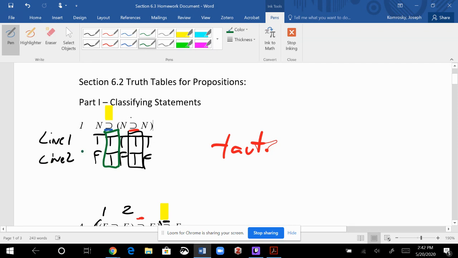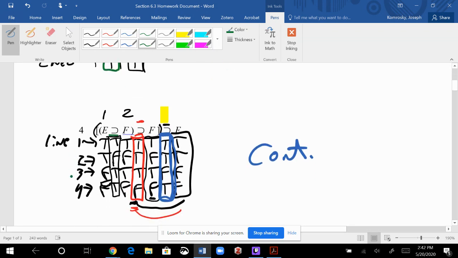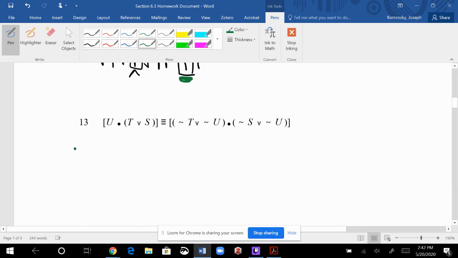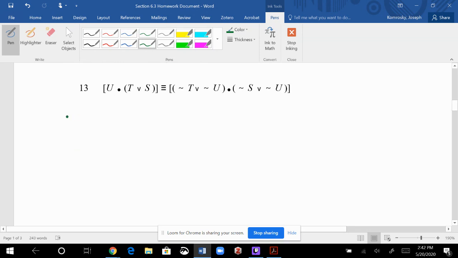We've done a two-liner, a four-liner, a four-liner, and then I skipped to 13 because this is an eight-liner. Here we go. So how many lines on the truth table? Well, how do we know that? We have to figure out how many propositions there are. We have a U, a T, and an S. Do we have any other letters? No. So we have three propositions.